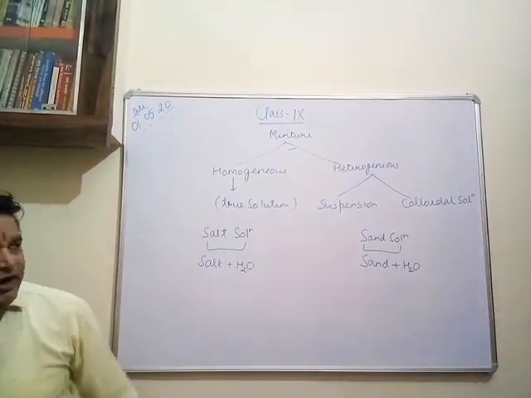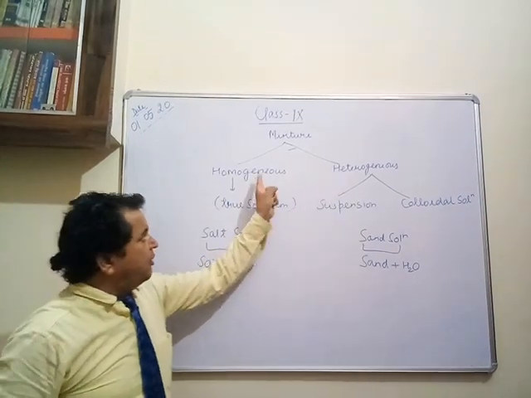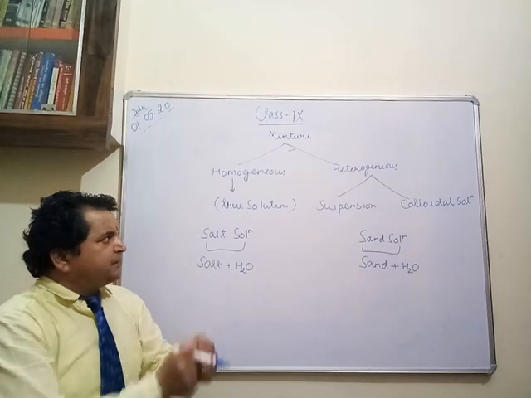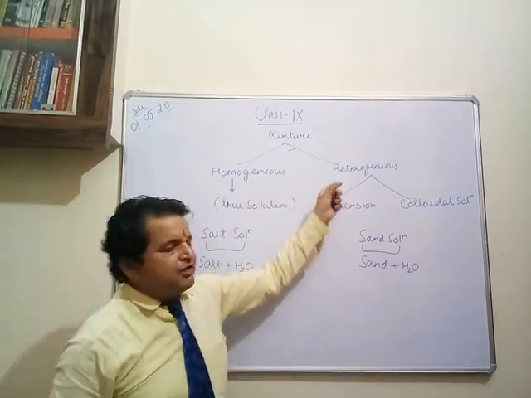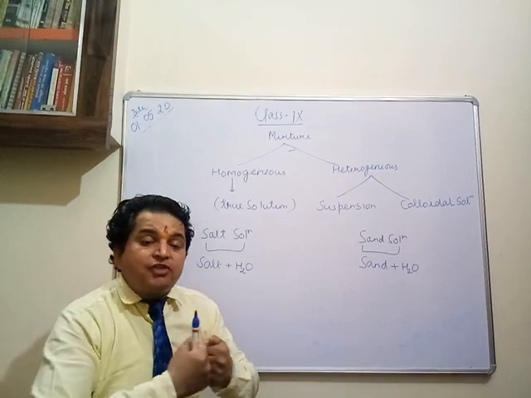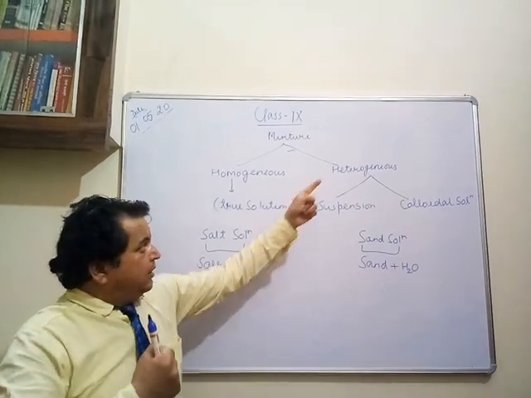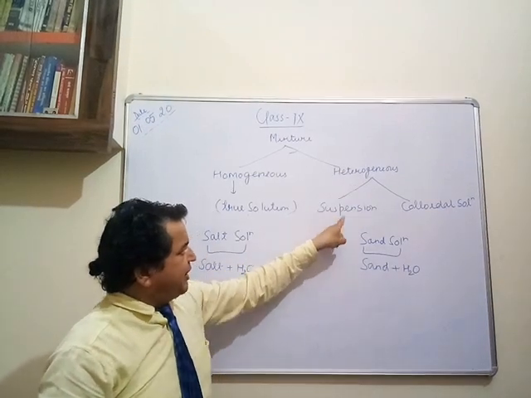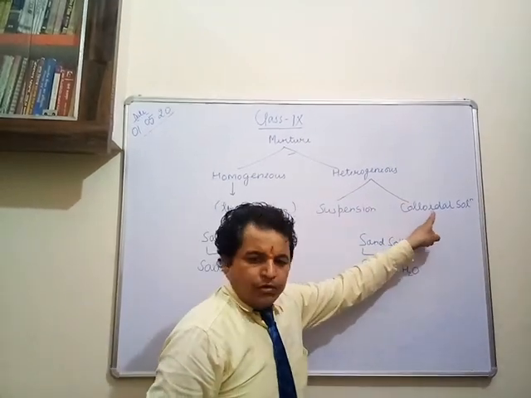Another kind of mixture is heterogeneous. Homogeneous means the components are completely mixed. Simply, heterogeneous means the particles could not be completely mixed up. They are again classified into suspension and colloidal solution.